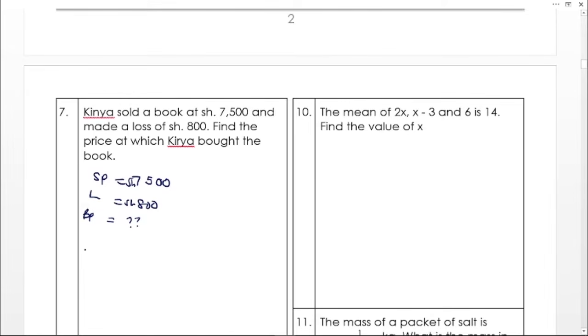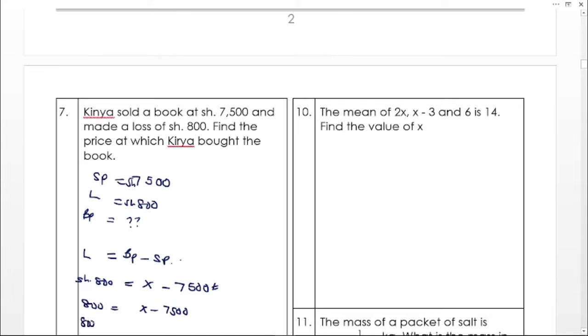So how do we get this loss? To get loss, we are getting the buying price minus the selling price, meaning that he bought it expensively and sold it cheaply. That's why he made a loss. So now we are going to use this one. What is our loss? Our loss here, it is shillings 800, equivalent to our buying price, we don't know, that is X, minus the selling price, which is 7,500 shillings here. So we are making an equation. 800 is equal to X minus 7500.